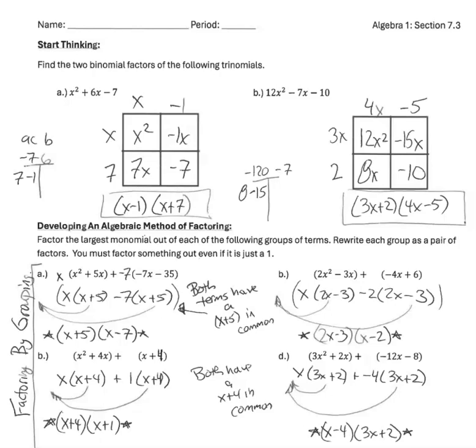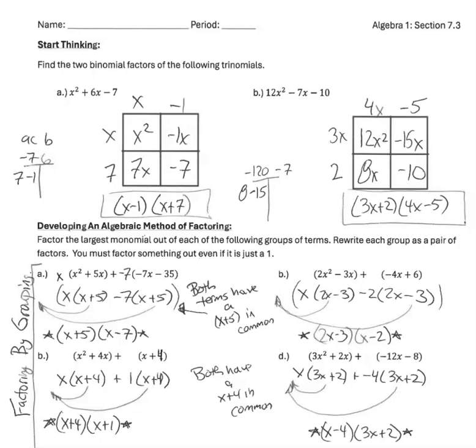So the first one is just x squared plus 6x minus 7, and we are using the box method that we learned in the last lesson. So what you're going to do is you're going to have your box. The top left corner is that first term of x squared. The bottom right is going to be the negative 7. And then you have to use your ACB chart to figure out what the other two terms are.